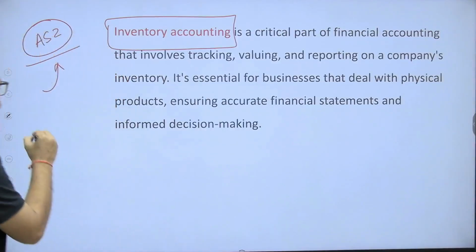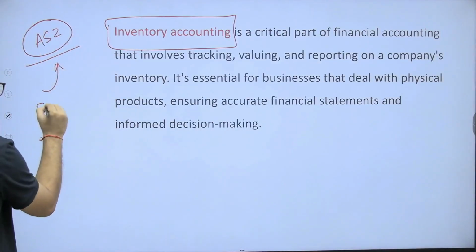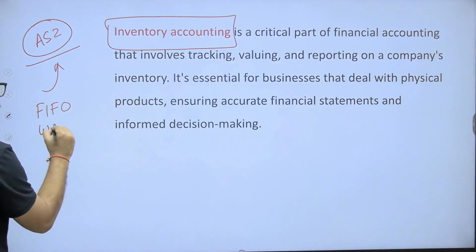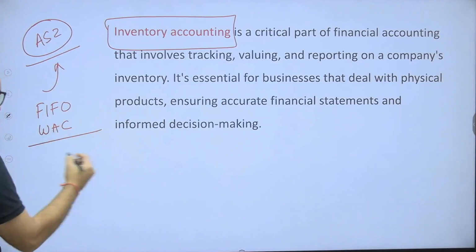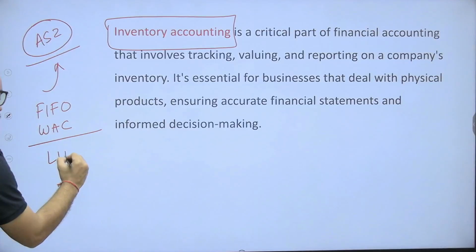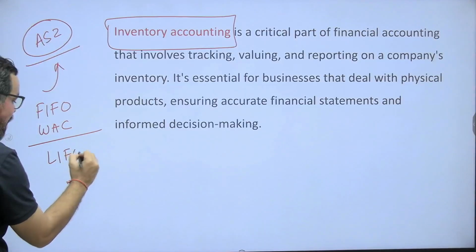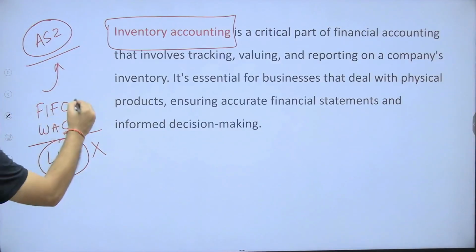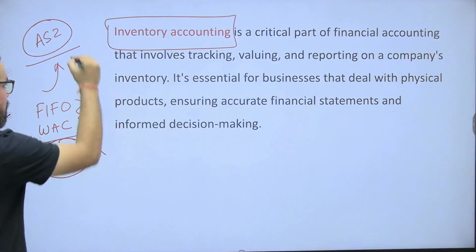One is your FIFO method, first in, first out. Another one is the weighted average cost method. Apart from this, we have another popular method, which is LIFO. But LIFO is not used in the context of India. So we generally use these two as per these accounting standards.